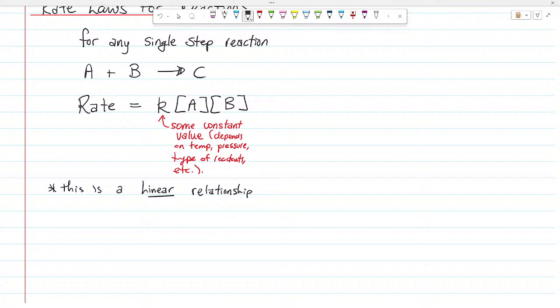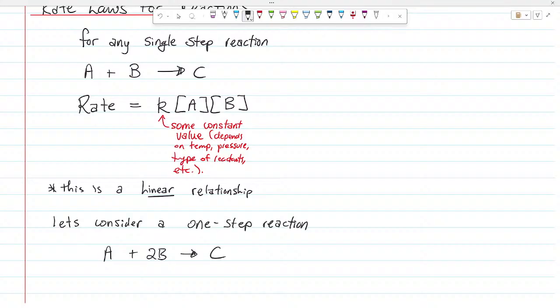Okay, but now let's consider a one-step reaction, A plus 2B yields C. Doesn't matter what C is. In this case, an A doesn't have to bump into a single B. It has to bump into 2 of them.